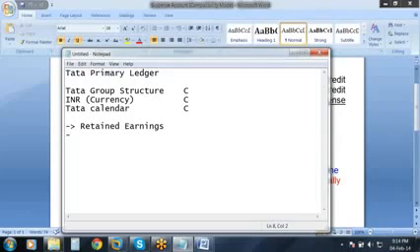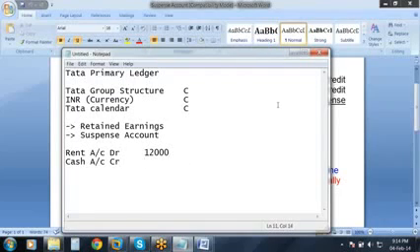But using a suspense account or not, that is left to you. Let us assume that I have taken a suspense account. If I take a suspense account, what will happen? As Harsha told, if I am going to pay rent, rent account DR to cash account CR, then debit and credit are matching, then fine. Both are perfect. But if there is a debit of rent and no credit of cash, in such a case this suspense account will come into the picture.